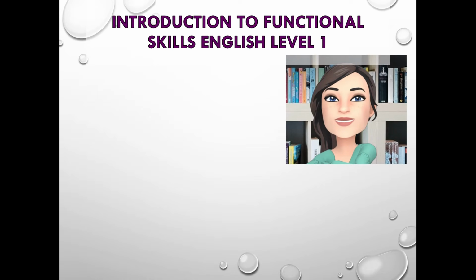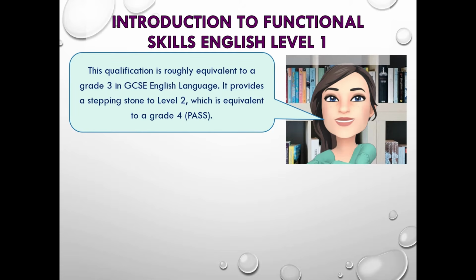What is Functional Skills English Level 1? Well, this qualification is roughly equivalent to a Grade 3 in GCSE English or a D in the old grading system. It provides a stepping stone to Level 2, which is equivalent to a Grade 4 in GCSE or a pass. This used to be a Grade C when I went to school.